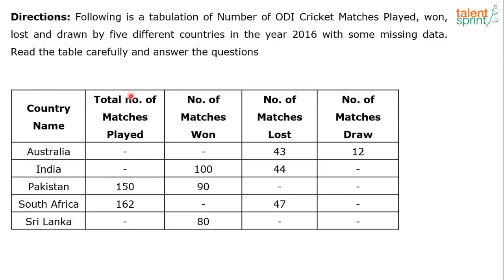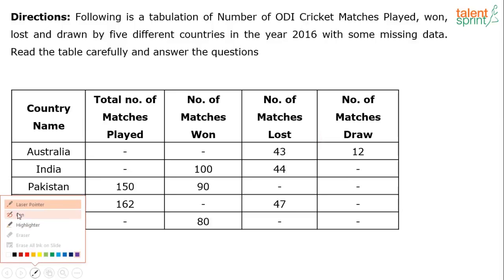He's talking about the total number of matches played by each of these countries in a particular year, the number of matches won, number of matches lost, and the number of matches drawn. And values are missing. As you can see, some of the values here are missing. So what is the understanding of the data here?